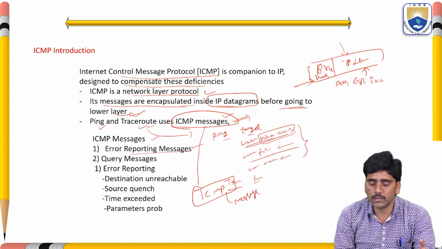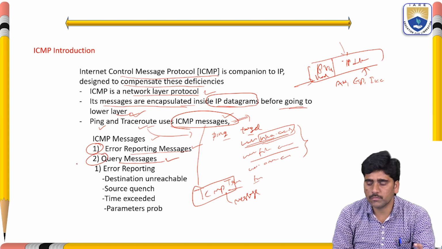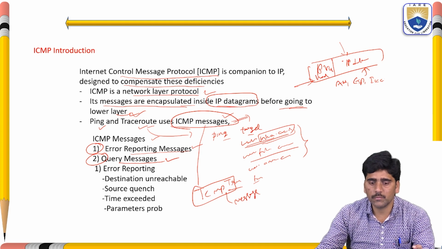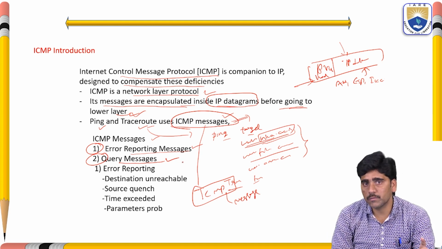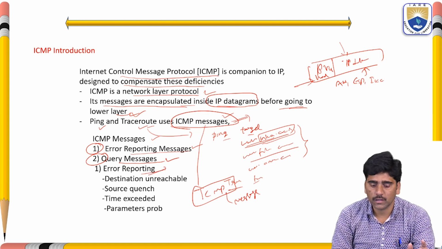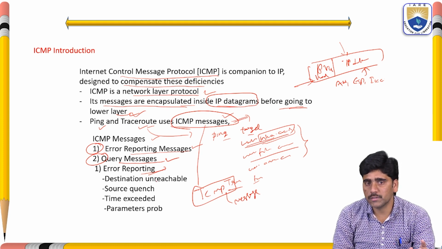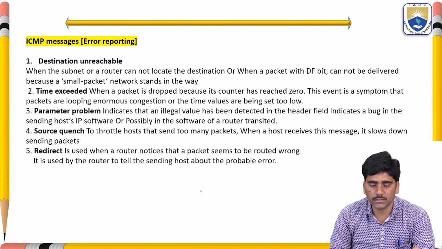One is error reporting messages and the second one is query messages. First, error reporting messages are nothing but the messages which report the error status. Error reporting messages include destination unreachable, source quench, time exceeded, and parameter problems. These are different types of error reporting messages.